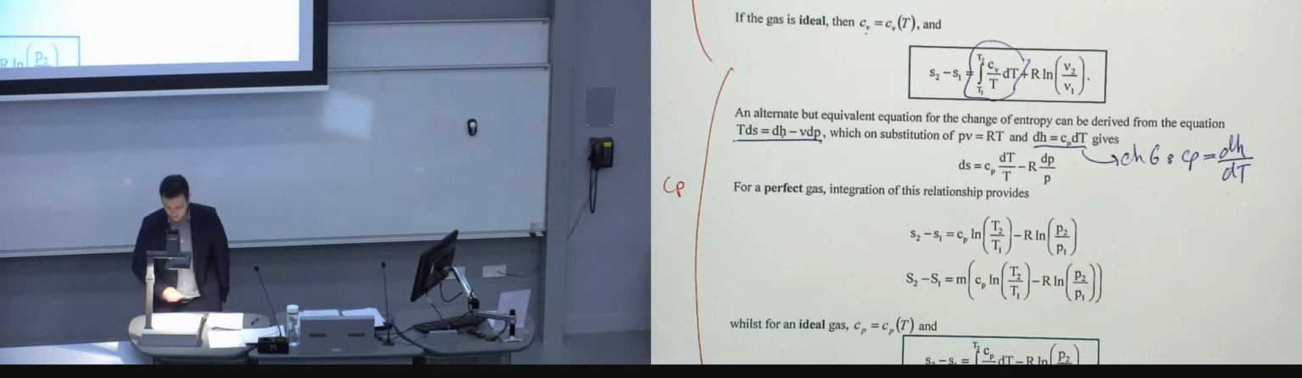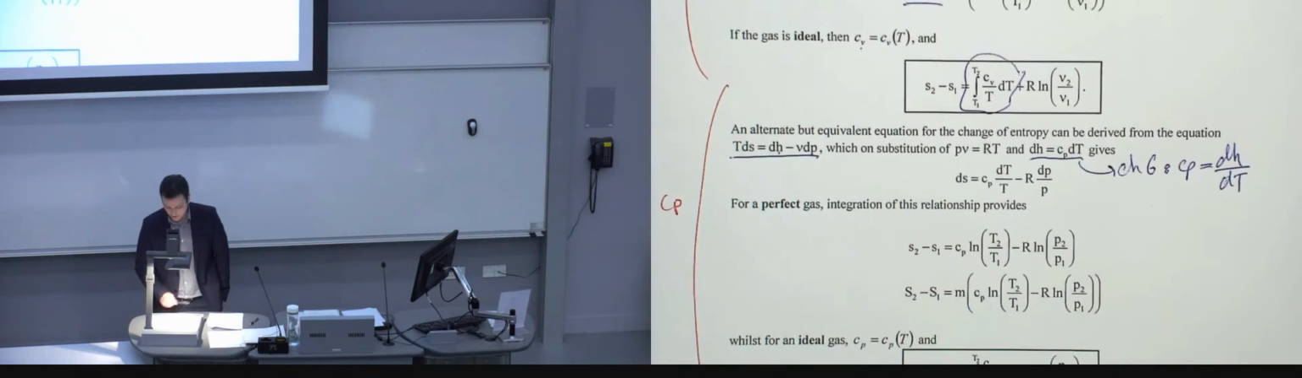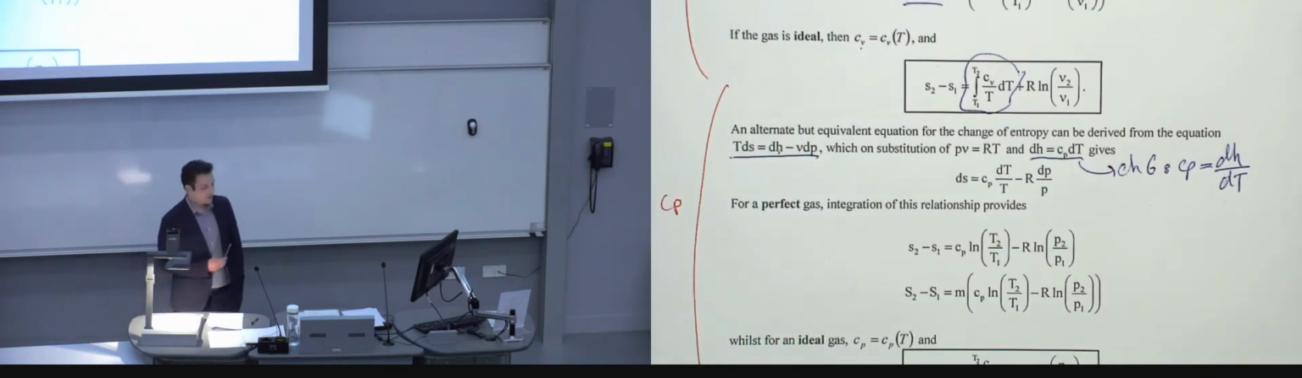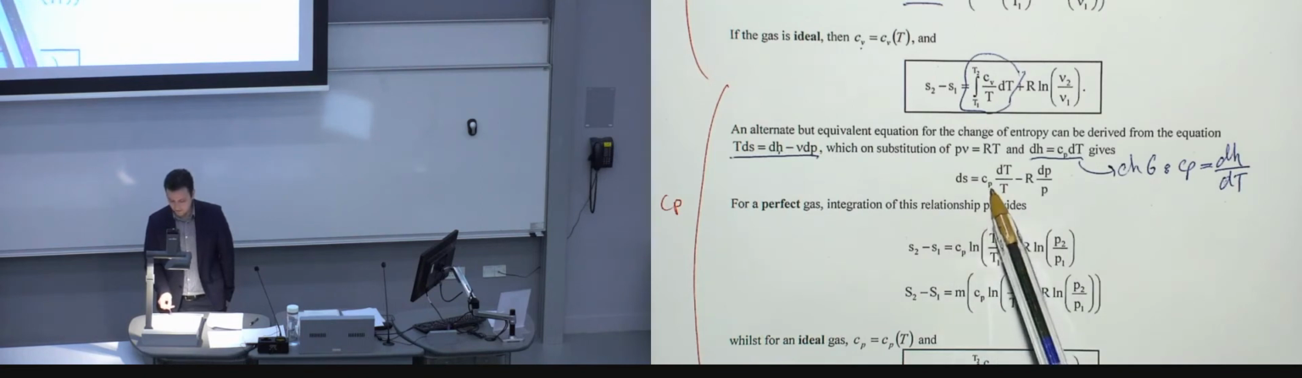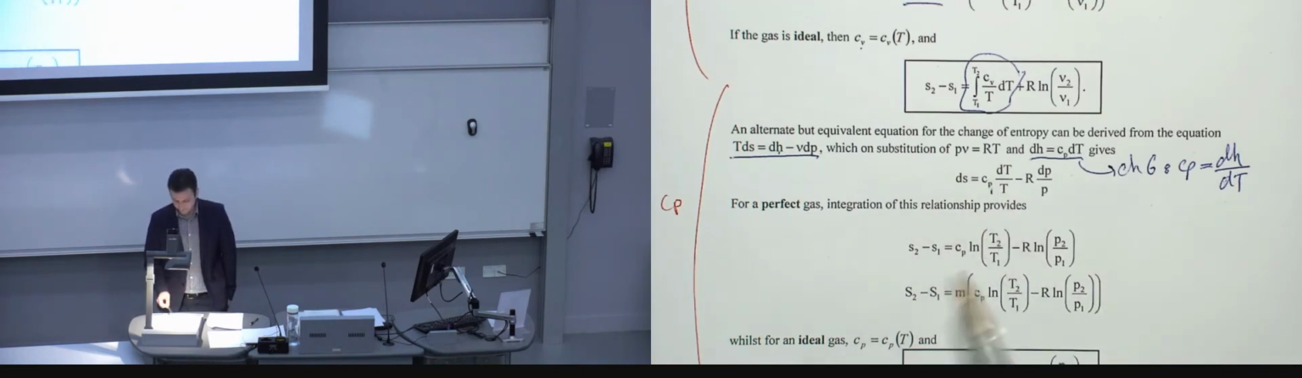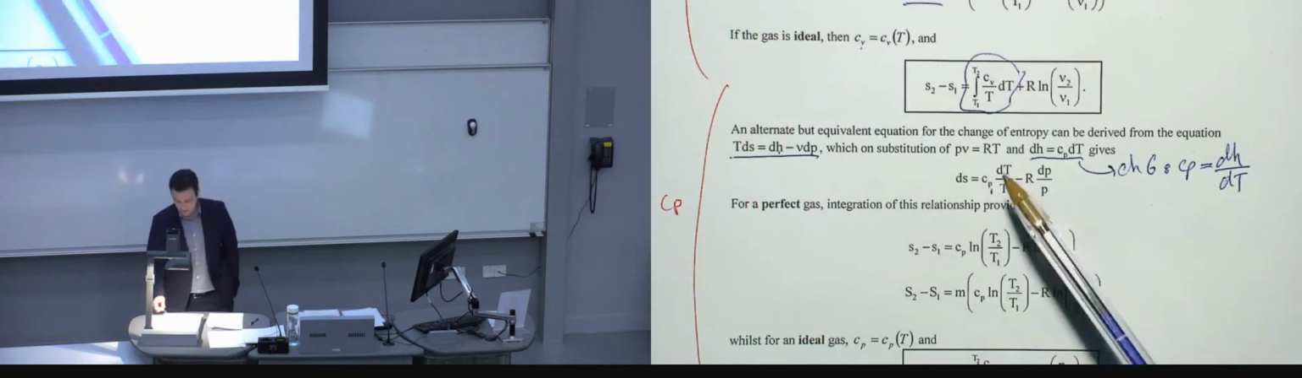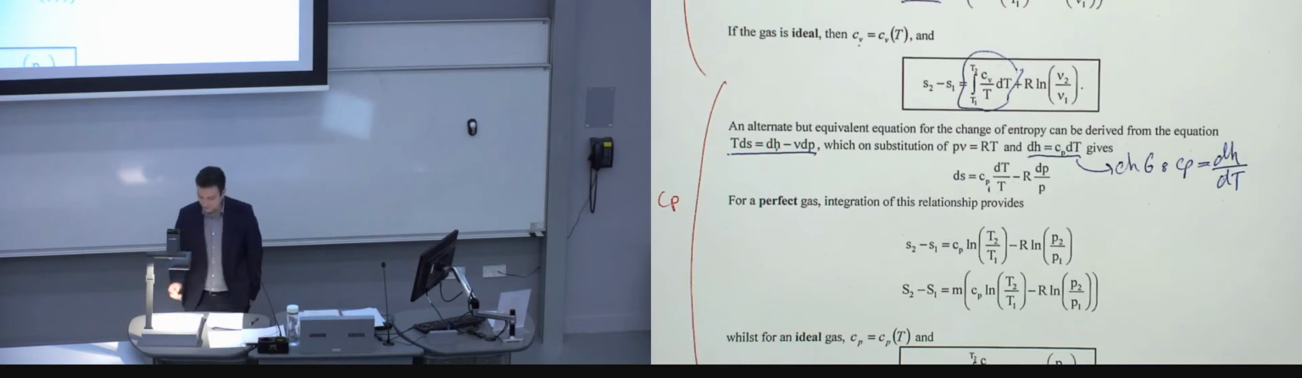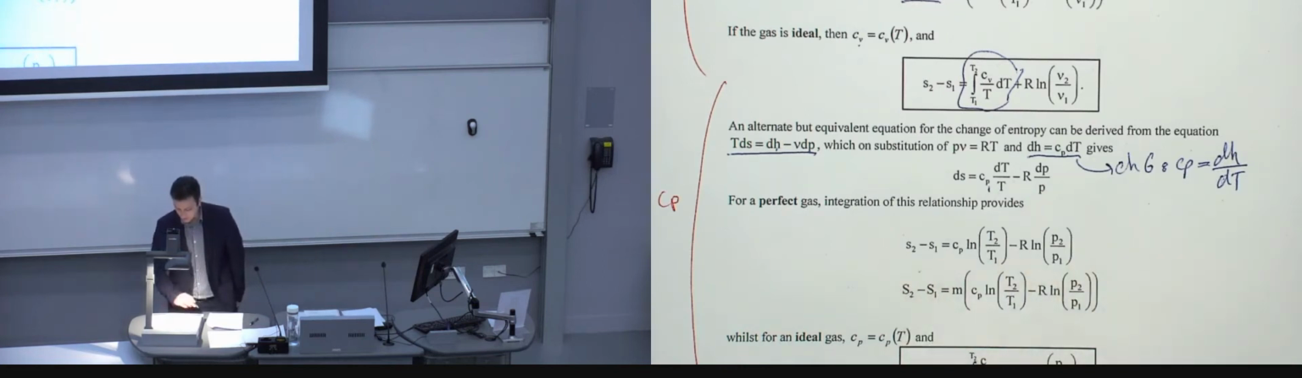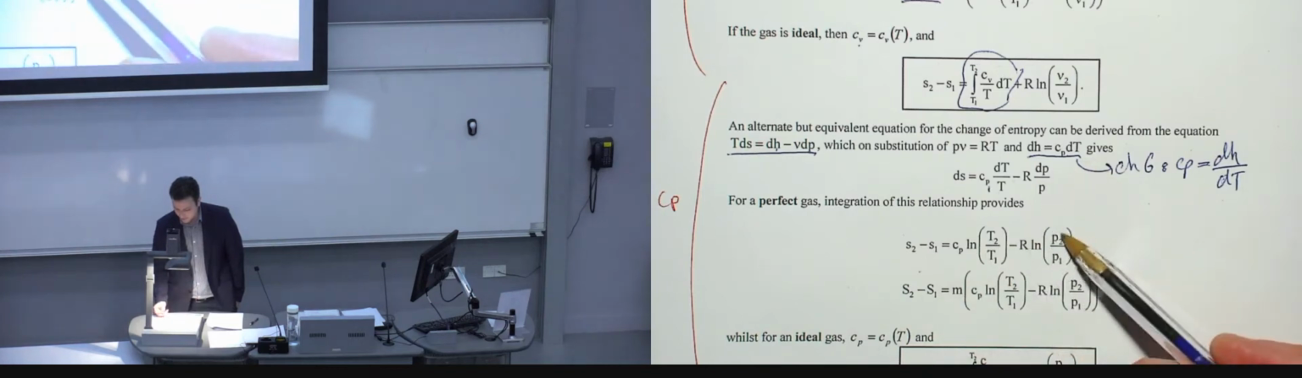Using the same approach as I mentioned, and doing the replacement very similar to what we've just done for CV, you get an equation for ds, but this time in terms of CP. If you assume that this is a perfect gas, then you can assume that CP is a constant, and you can do the integration. So S2 minus S1 will be CP ln T2/T1 minus R ln P2/P1.